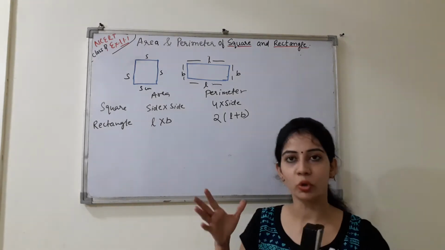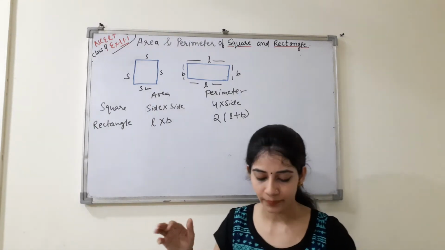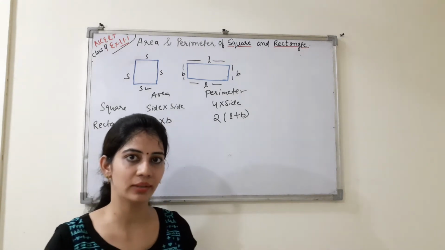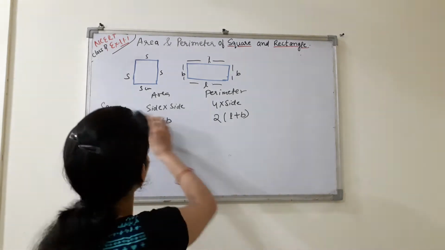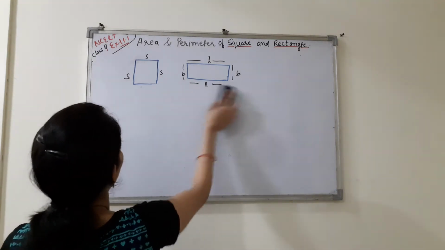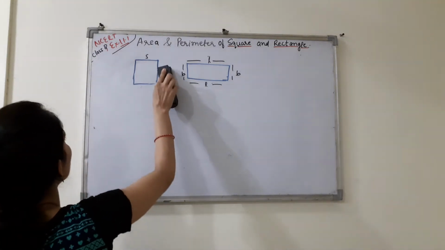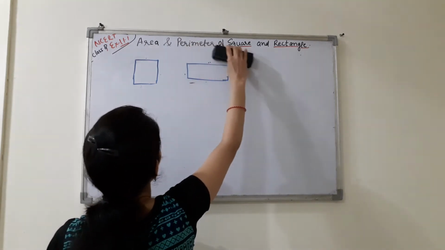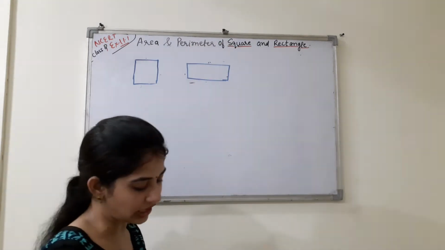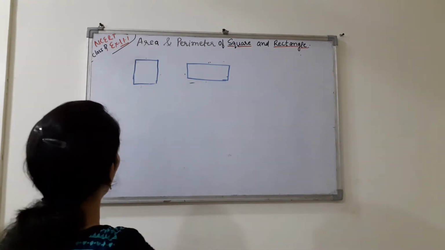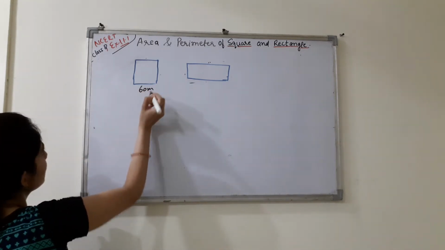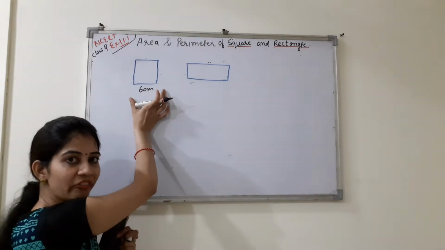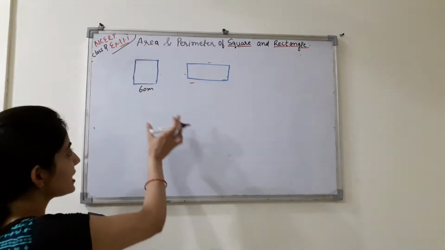Now we will solve some questions based on these formulas. So the first question from exercise 11.1 is that we have two fields, right? One is a square field and the second is a rectangular field. Okay, and you are given the dimensions: the square field is 60 meter long. It means this is the side you have been given, 60 meter. So this is a square field.